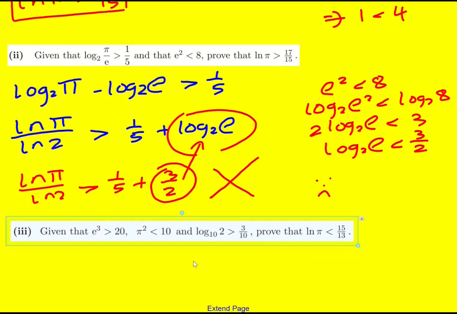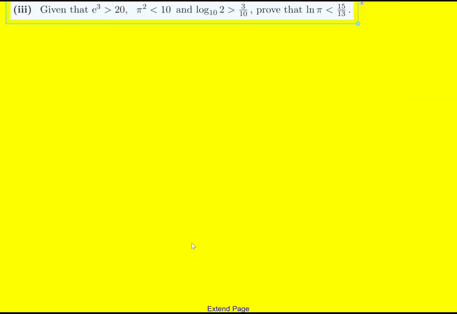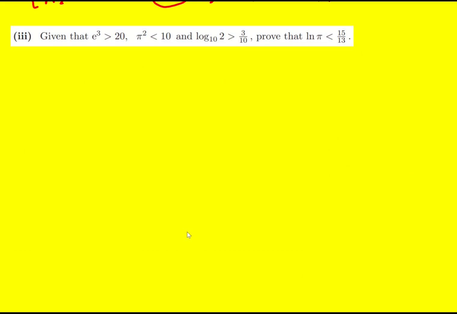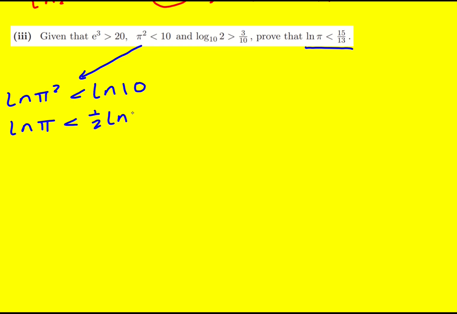Ready? Let's do part 3. Okay, we're trying to prove that this is true. So it makes sense, I think, to start with the pi squared inequality and do ln of both sides. So ln pi squared will be less than ln 10. We can bring the 2 down and divide by it, so ln pi will then be less than a half ln 10.